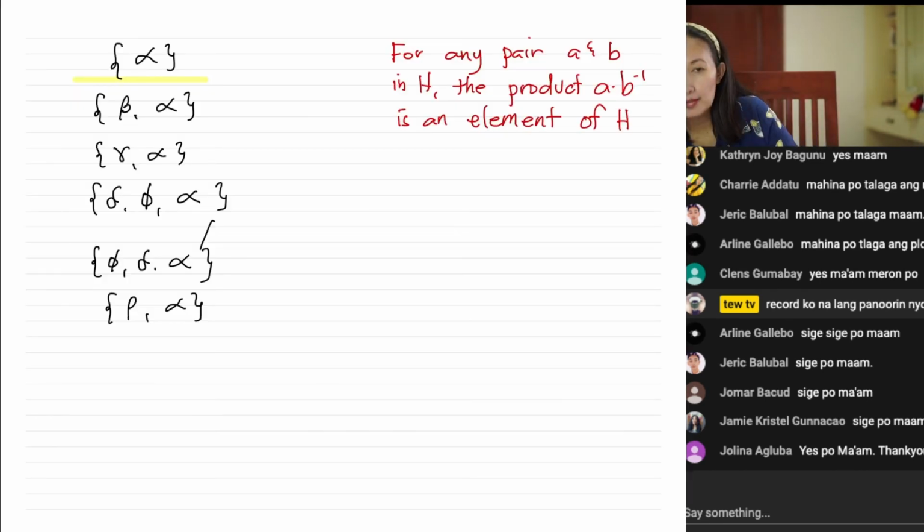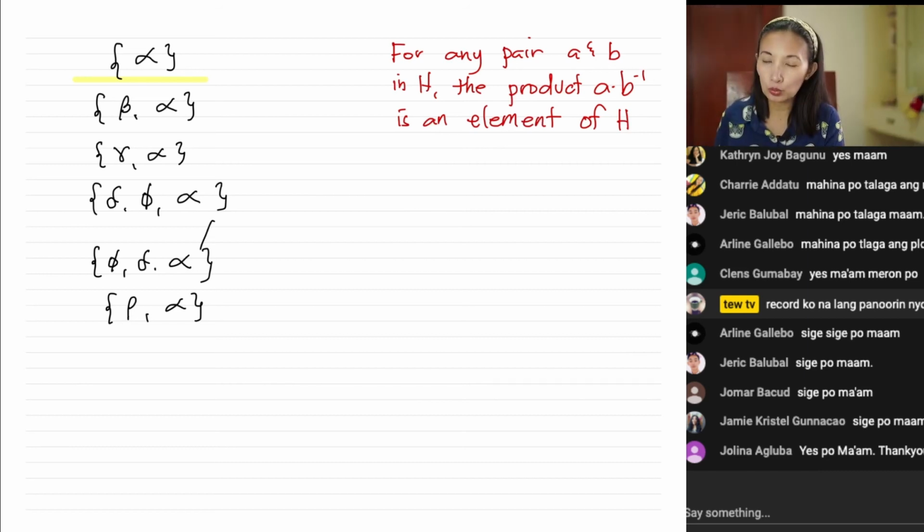Okay, so let's look into the sets that we have generated. Definitely, alpha circle alpha, alpha inverse is alpha. Therefore, this is a group. Definitely. How about beta and alpha? The group consisting of the elements beta and alpha.